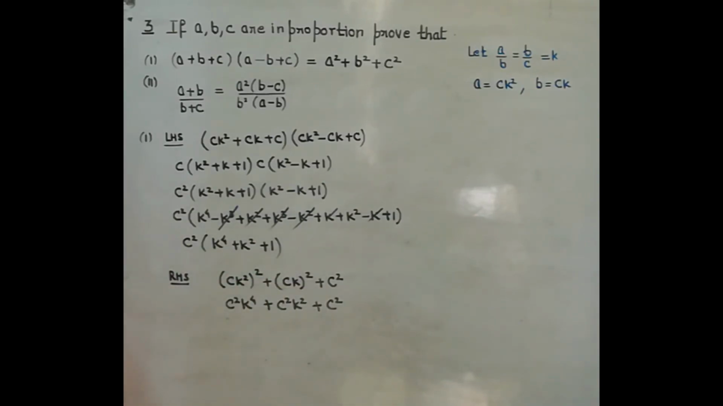plus C square. Now here what can you take common? You can take C square common. So you will be left with k raised to the power of 4 plus k square plus 1. So you can see your left side result and the right side result are coming the same. So we have proved that LHS is equal to RHS. So this was required for the first one. Hope this is clear to you. If not, then pause the video and go through it once again.